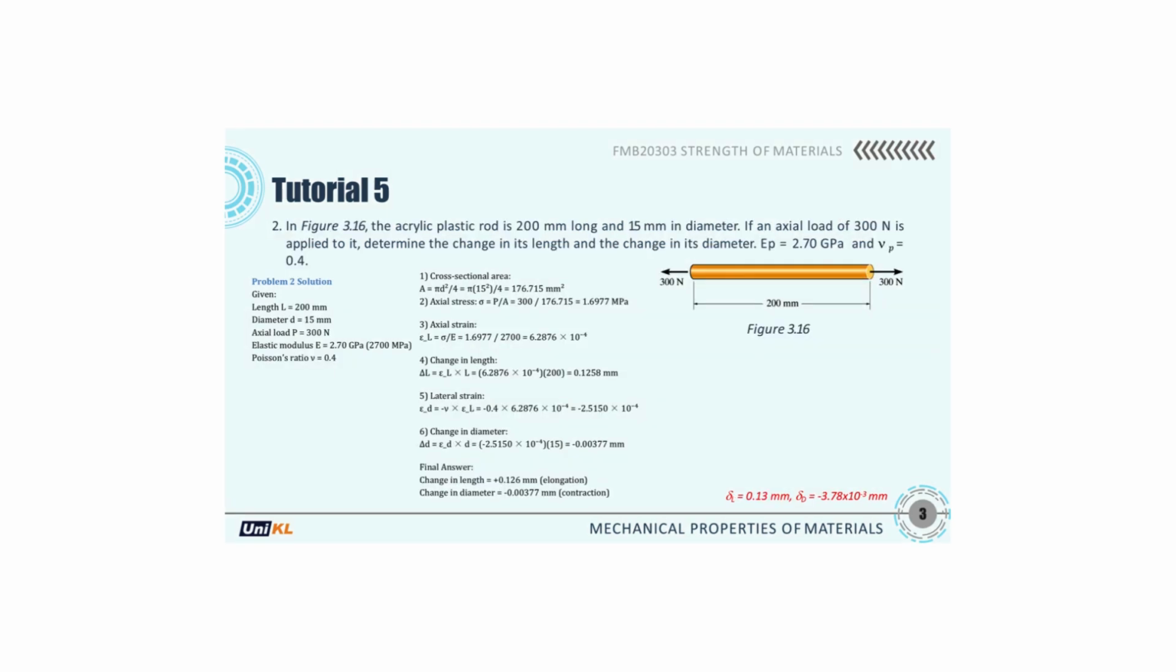Tutorial 5, Problem 1, diameter change. Given L equals 100 millimeters, D equals 15 millimeters, P equals 10 kilonewtons, E equals 70 gigapascals, ν equals 0.35. Results: ΔD approximately equals minus 0.00424 millimeters, minus 4.24 micrometers.